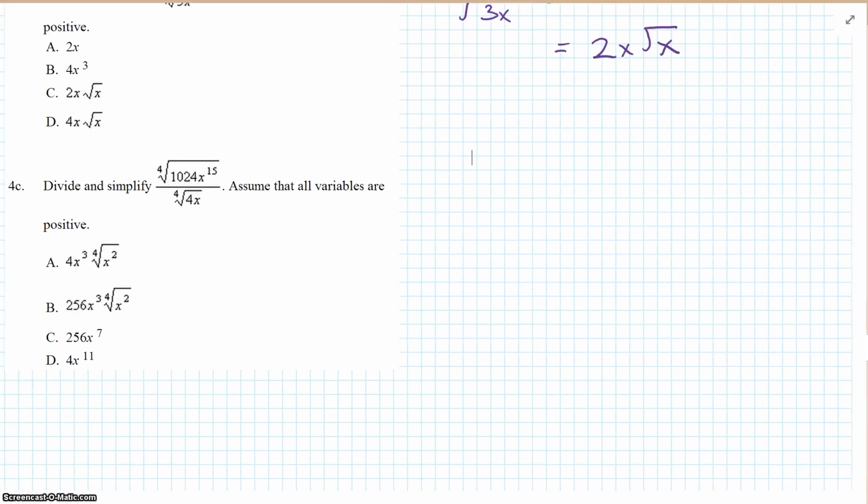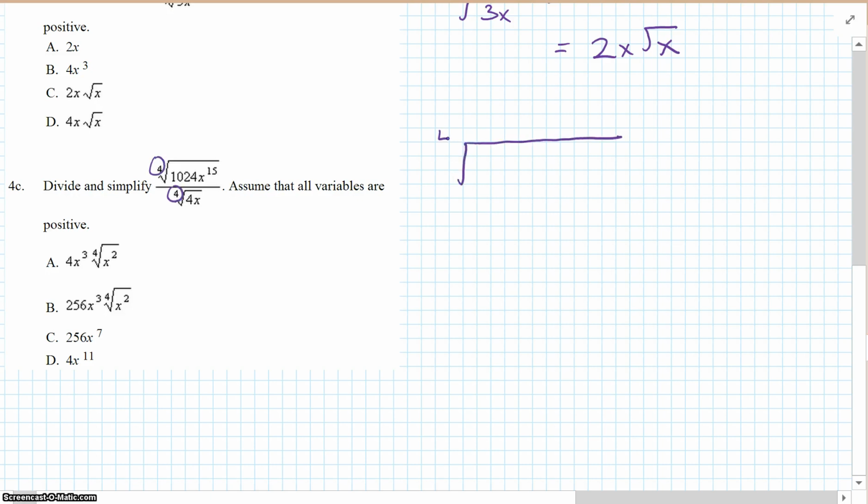So continuing on, now we're going to divide and simplify the fourth root of 1024x to the 15th over the fourth root of 4x. So since our indexes are the same, we can combine like terms. So it's going to be the fourth root. 4 goes into 1024 256 times. X to the 15th over x is x to the 14th.